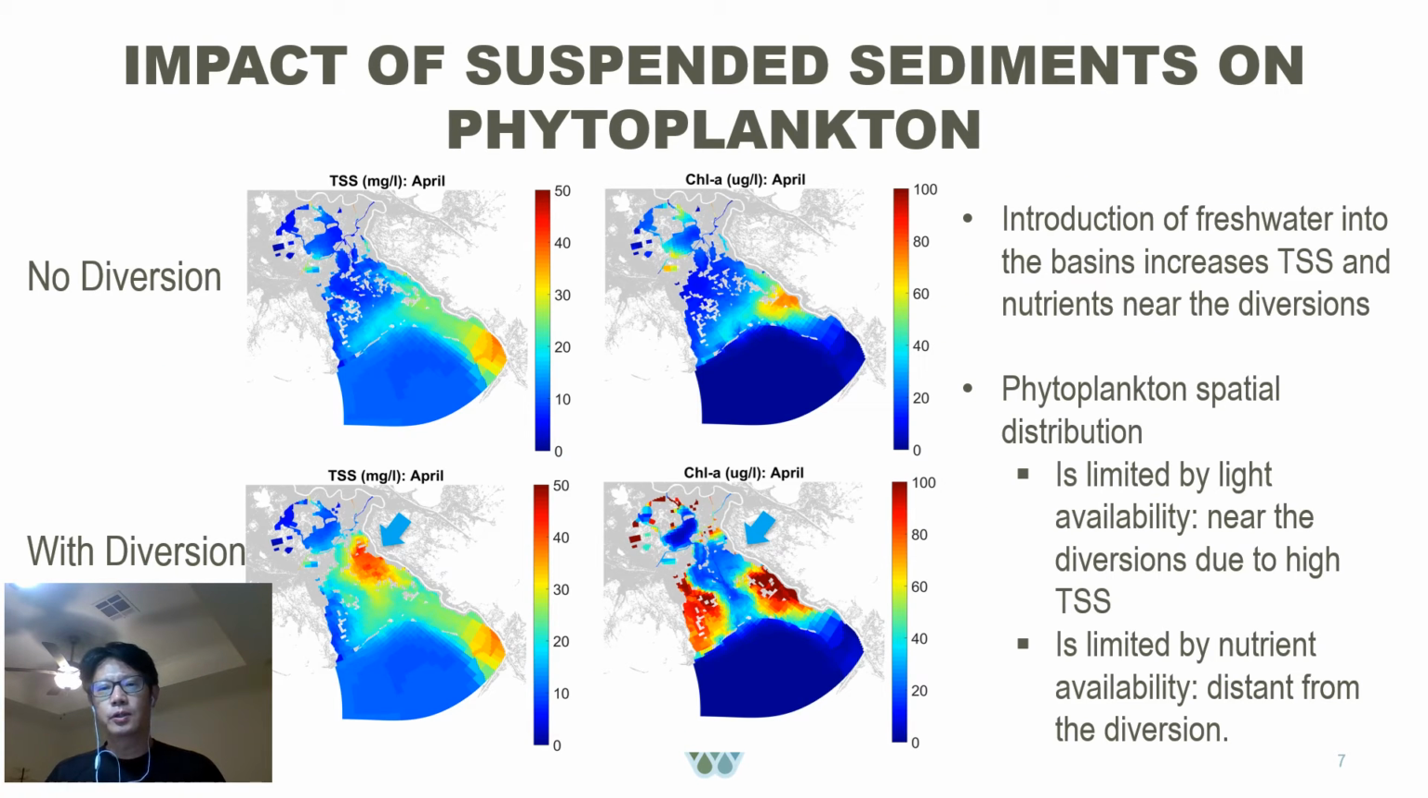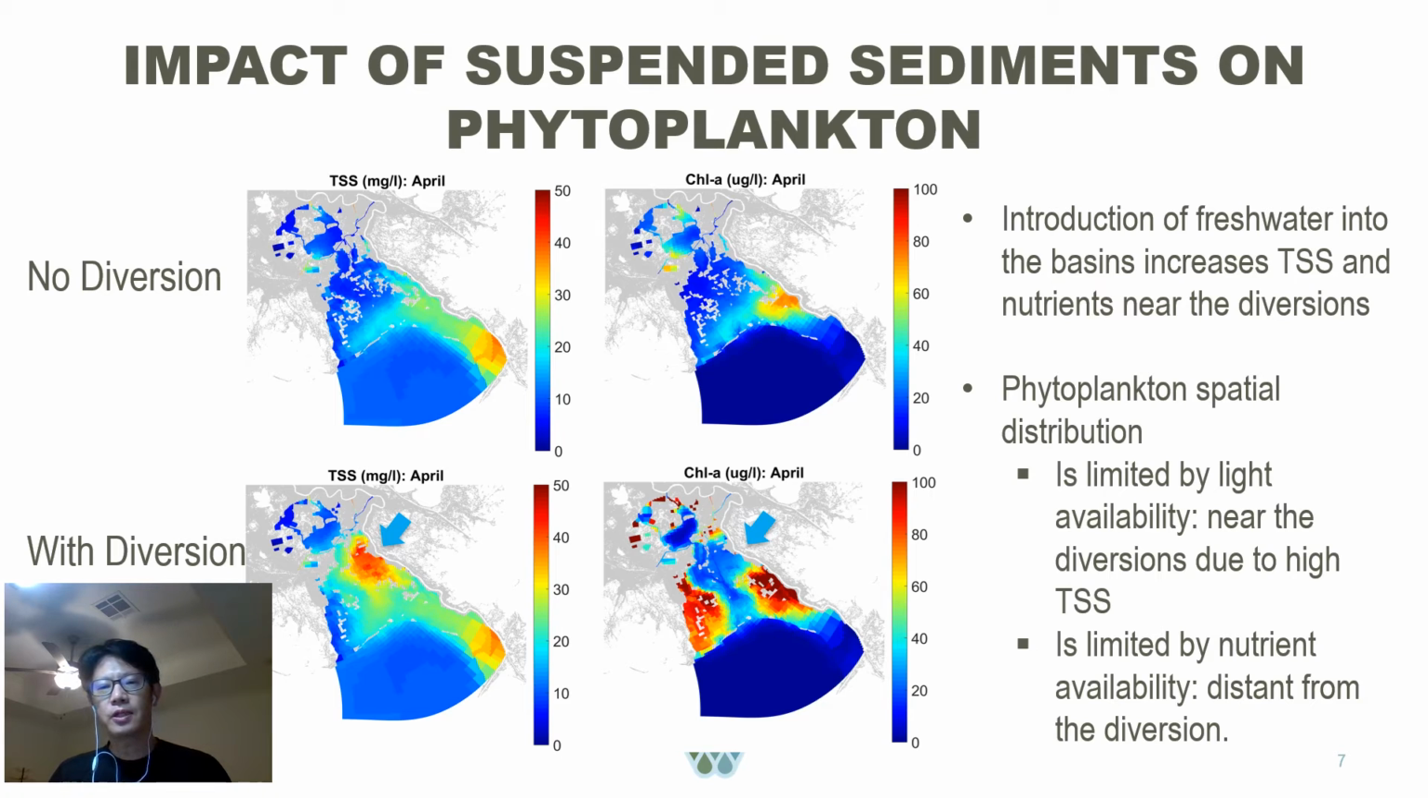These figures show the spatial distribution of suspended sediments and the chlorophyll concentration in April for no diversion and with diversion cases. Blue arrows indicate the location of the Mid-Barataria sediment diversion. In the case of no diversion, high chlorophyll concentrations were observed in the lower part of the eastern basin.